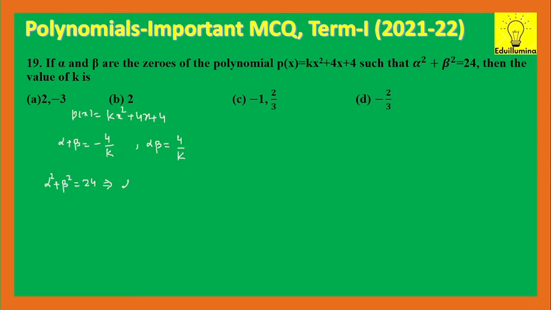Again applying the identity, alpha square plus beta square is equal to alpha plus beta whole square minus 2 alpha beta, which is equal to 24. Alpha plus beta is minus 4 divided by k whole square, minus 2 into 4 upon k is equal to 24. So minus 4 upon k the whole square is 16 upon k square, minus 8 upon k equals 24.